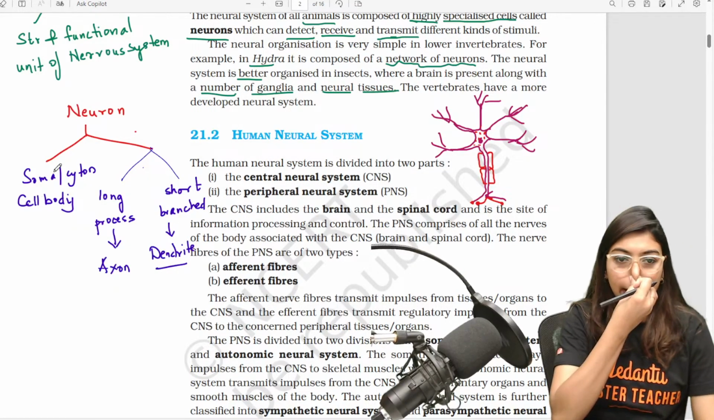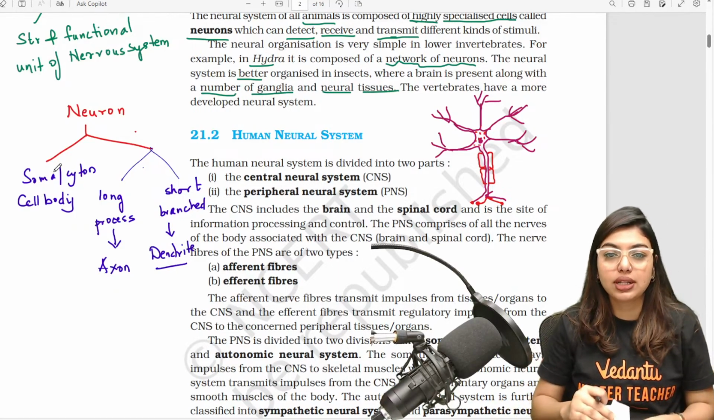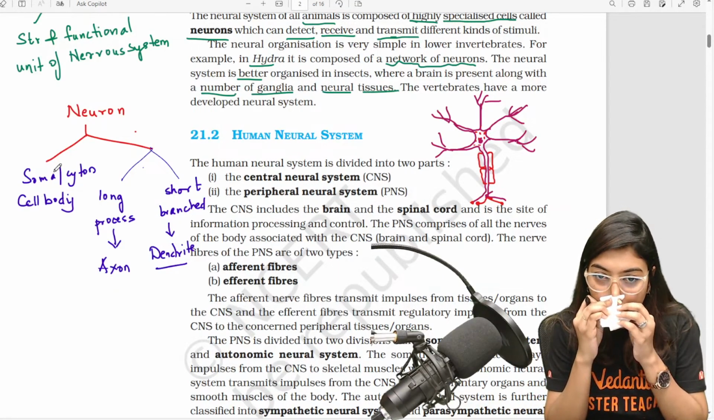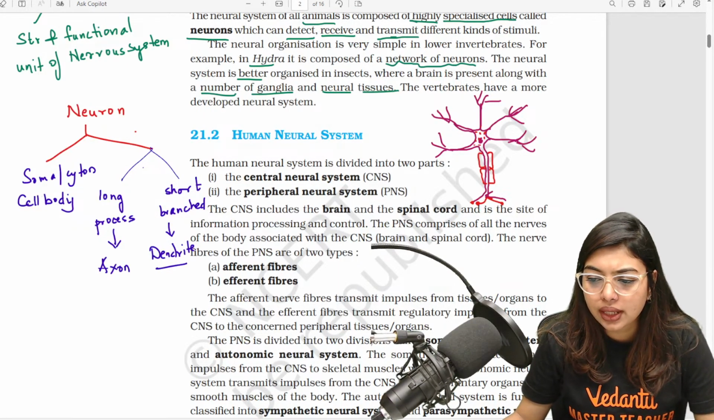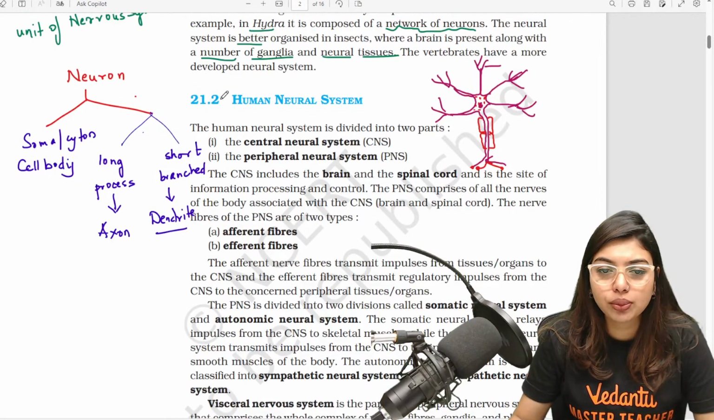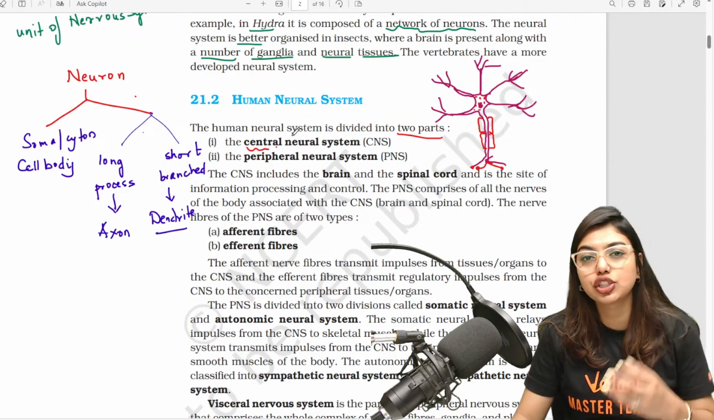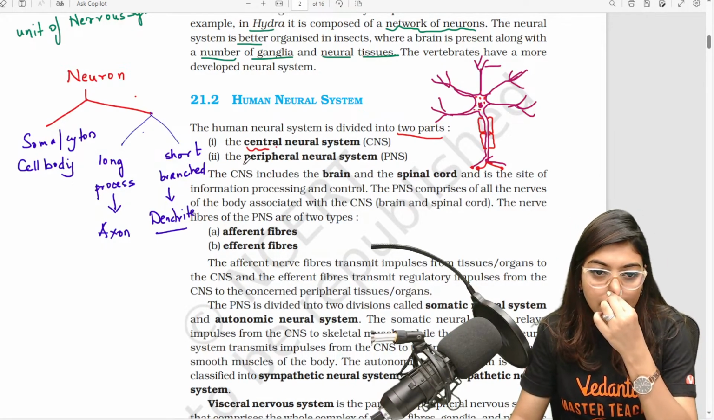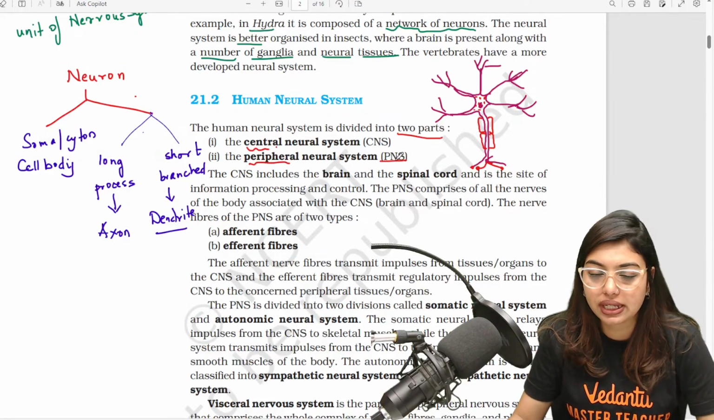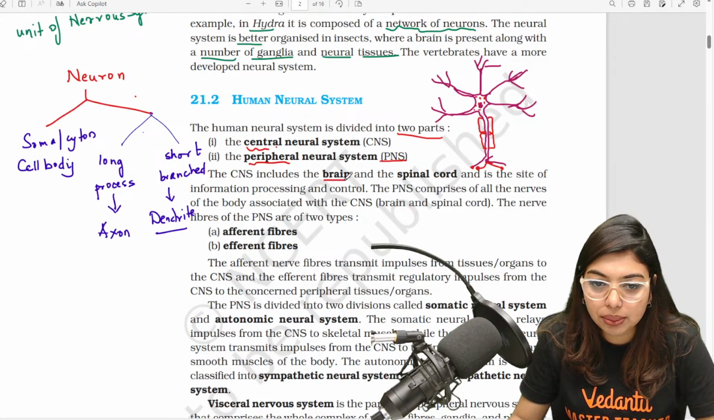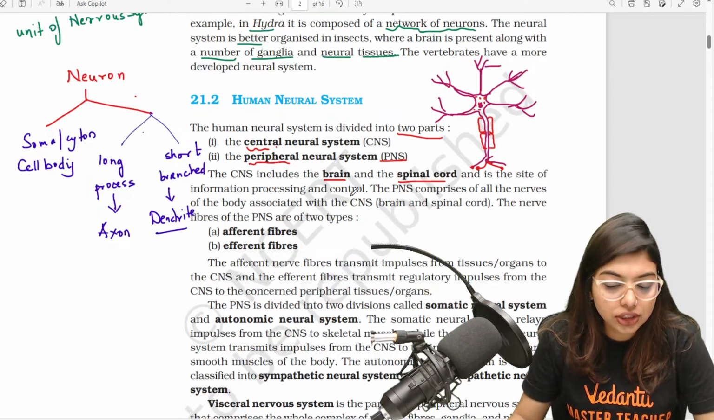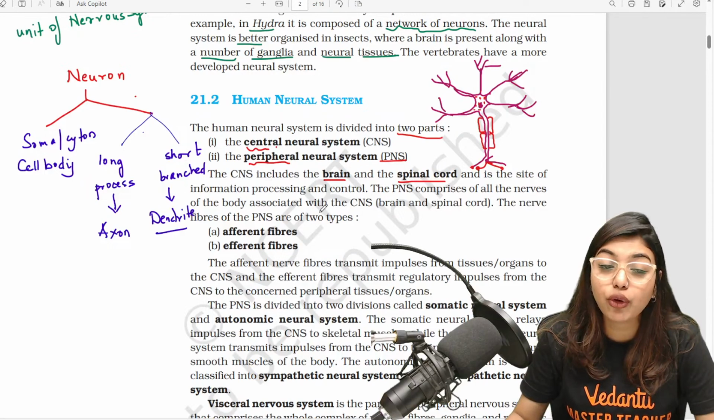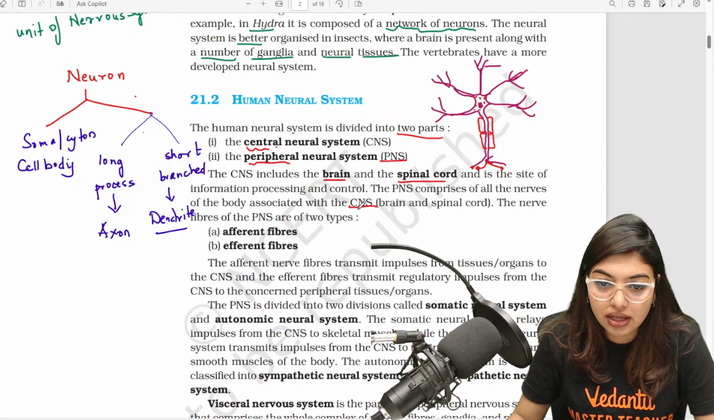Yes. Okay, great. Now the human neural system. We are going to talk about the human neural system, like we have learned in our EVS and everything. It is very simple. See, the human neural system is divided into two parts. What are the two parts? Central nervous system, which is your brain and the spinal cord, CNS, and then we have peripheral nervous system, which is your PNS. Now the CNS includes the brain and the spinal cord, and it is the site of information processing and control. The PNS comprises all the nerves of the body associated with the CNS.